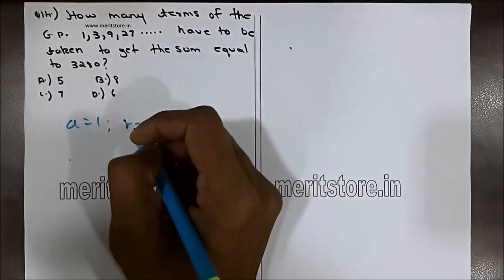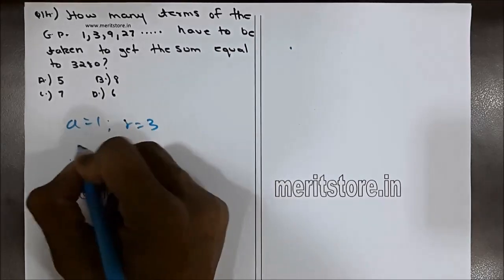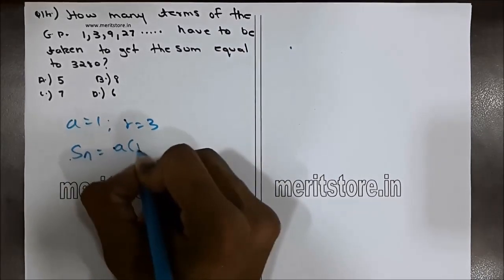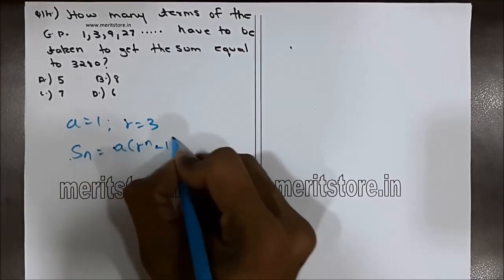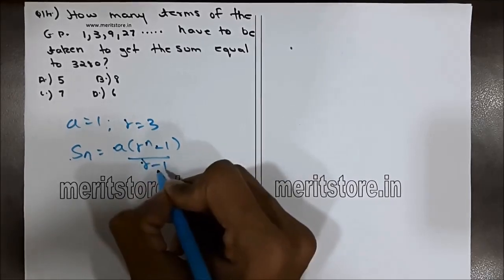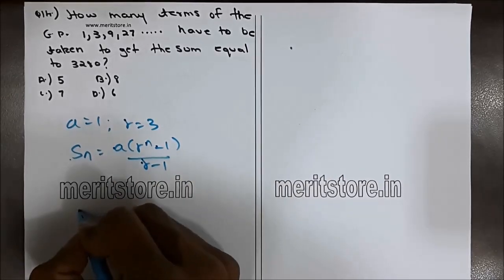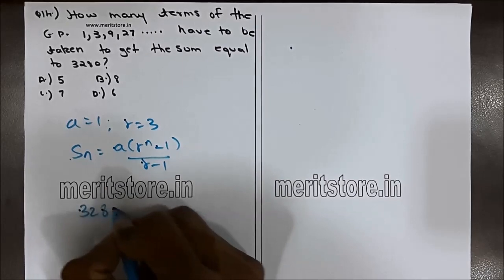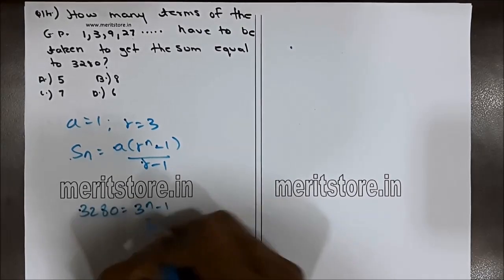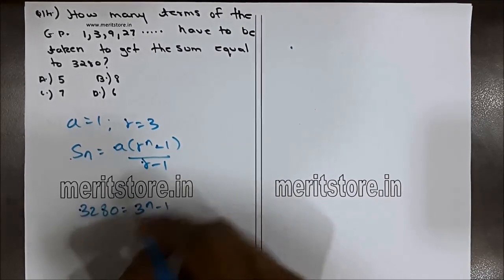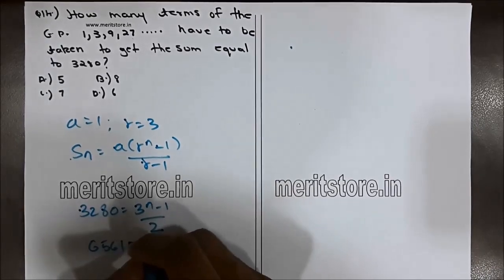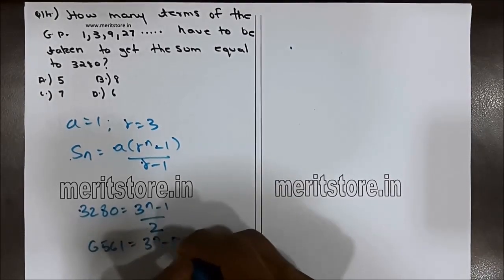So for the sum of first n terms of a GP, we have Sn is equal to a (r raised to n minus 1) upon r minus 1. Therefore we substitute the values, we get 3280 is equal to (3 raised to n minus 1) upon 2. We solve this, we get 6561 is equal to 3 raised to n minus 1.